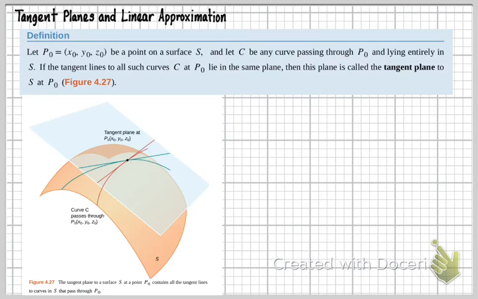So this is the bigger picture of what we're dealing with here. This is the general definition of a tangent plane. It says let p naught equal x naught, y naught, z naught be a point on the surface S, and let C be any curve passing through p naught and lying entirely in S. Now S is the surface here. And if the tangent lines to all such curves C at p naught lie in the same plane, then the plane is called the tangent plane to S at P. And this is a nice picture of this, where you see the tangent plane here, and here's the surface.